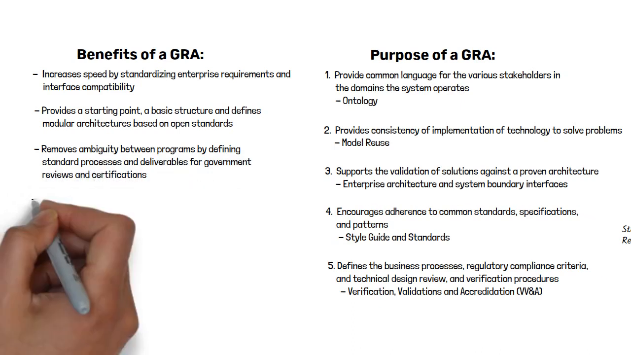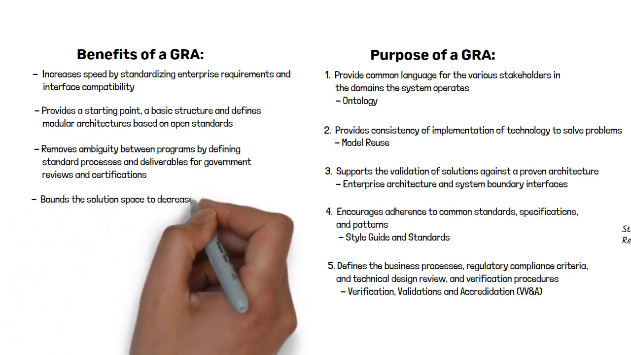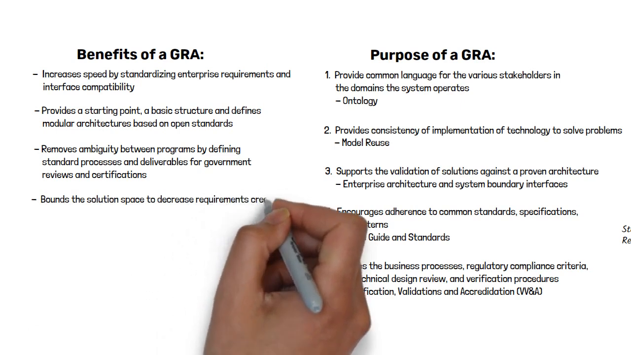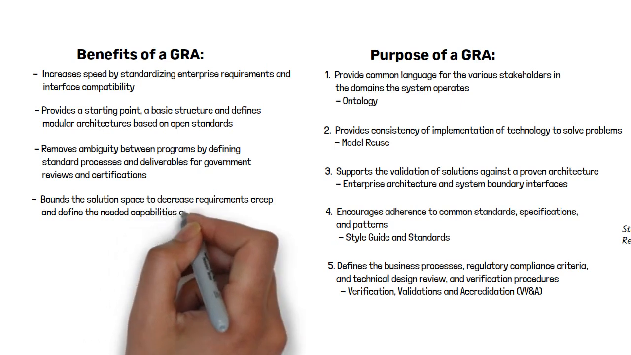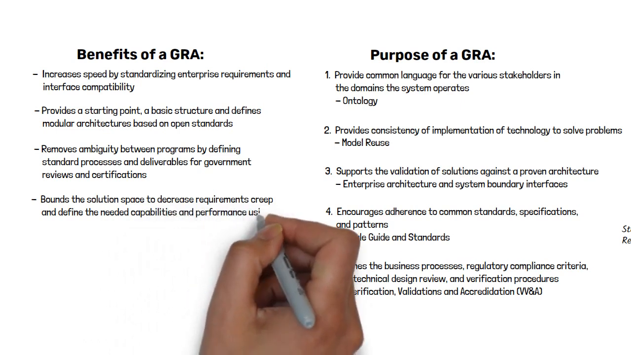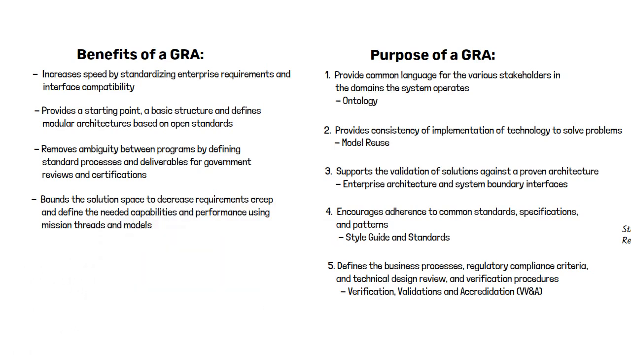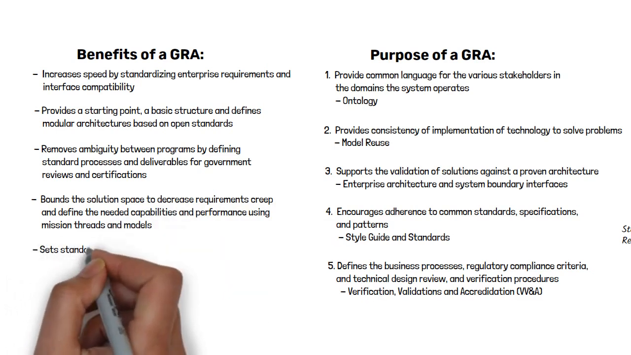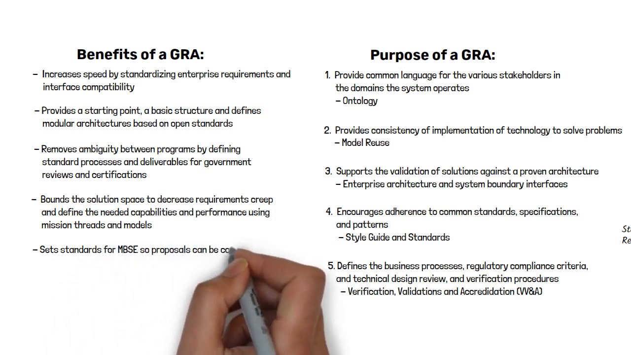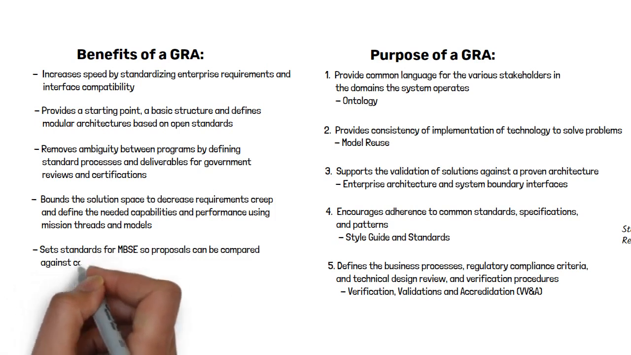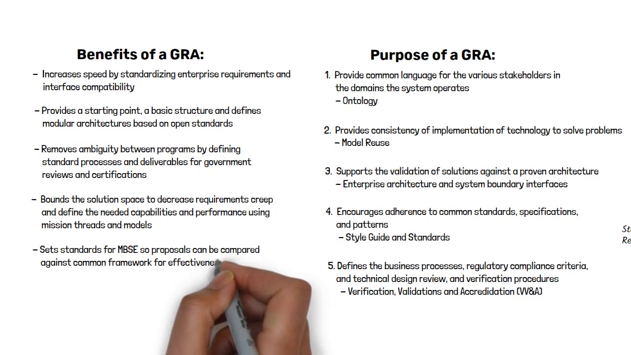Fourth, the GRA bounds the solution space to decrease requirements creep and define the needed capabilities and performance using mission threads and models. Lots of new terms there, but basically it means the system, its purpose, and the necessary certification processes are known, reducing cost and schedule risk. Finally, the GRA sets the standards for model-based systems engineering, so proposals can be compared against a common framework for effectiveness. This could be very useful during the source selection and the development process to evaluate the designs.